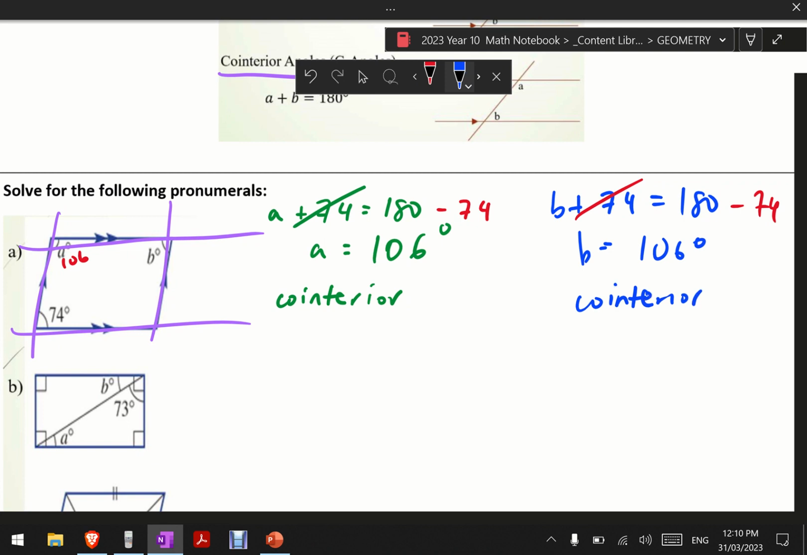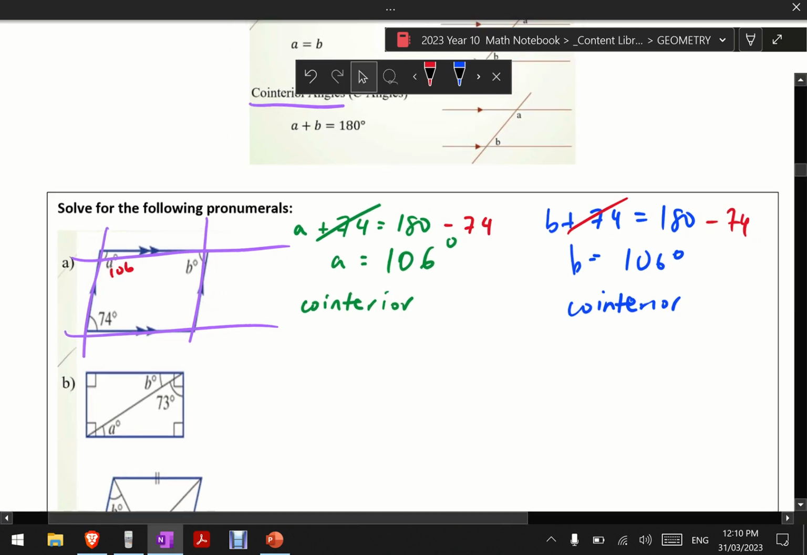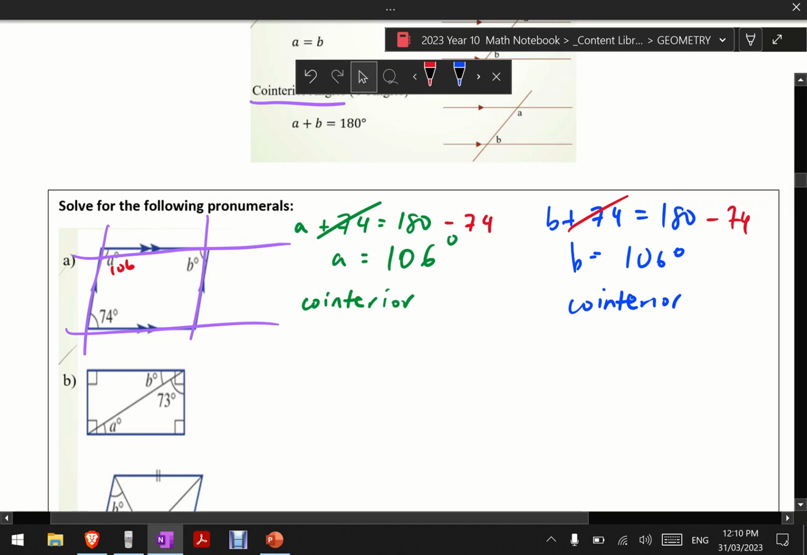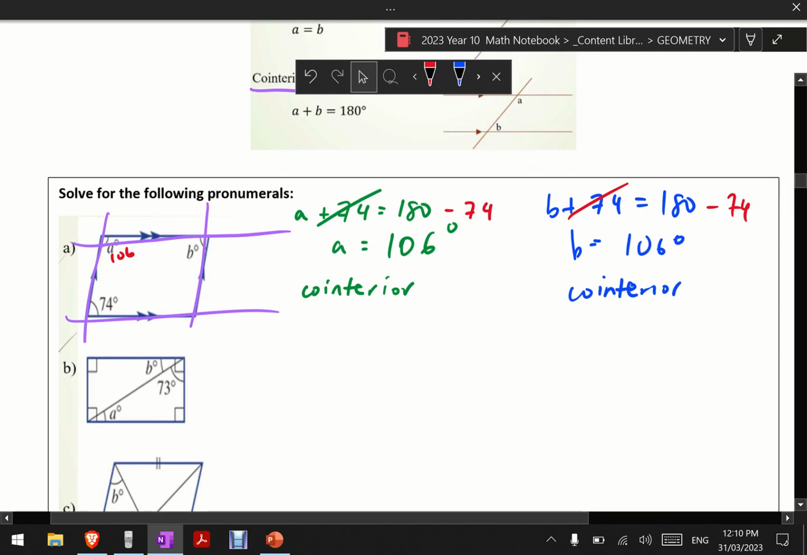Okay, multiple ways of doing this. It doesn't have to be the one. I think what I've seen in the past is some people also even say, oh, it's vertically opposite of 74. That's also correct. I would accept it.